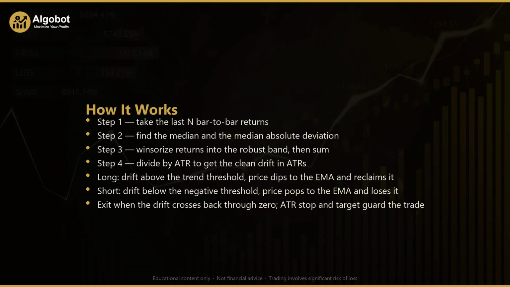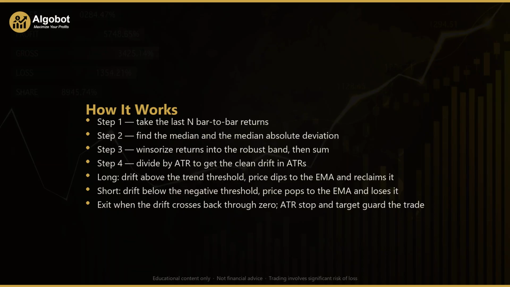Third, it winsorizes. Every return that falls outside the band, defined as the median plus or minus the Winsor multiplier times that robust sigma, is clipped back to the edge of the band. No bar is deleted, each still votes, but an extreme move counts no more than a move at the edge of the band. Fourth, it sums these clipped returns into a robust net displacement and divides that by ATR. The result is the clean drift, expressed in ATRs, comparable across symbols and time frames.